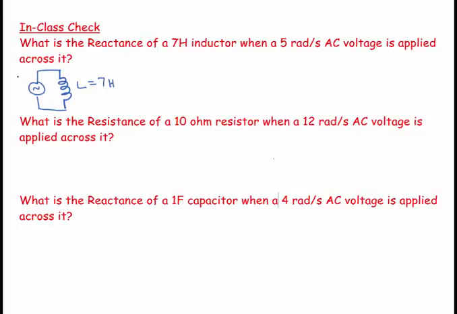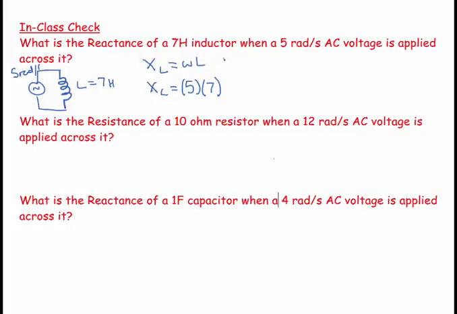And let's have a look. The frequency is 5 radians per second. So it's not mains, it's 5 radians per second. So my XL is my reactance, inductive reactance, and it's basically measured in ohms. It's a frequency dependent resistance. And my XL is equal to omega L. So my XL is equal to my angular frequency, which would be 5 times my inductance, which is 7.